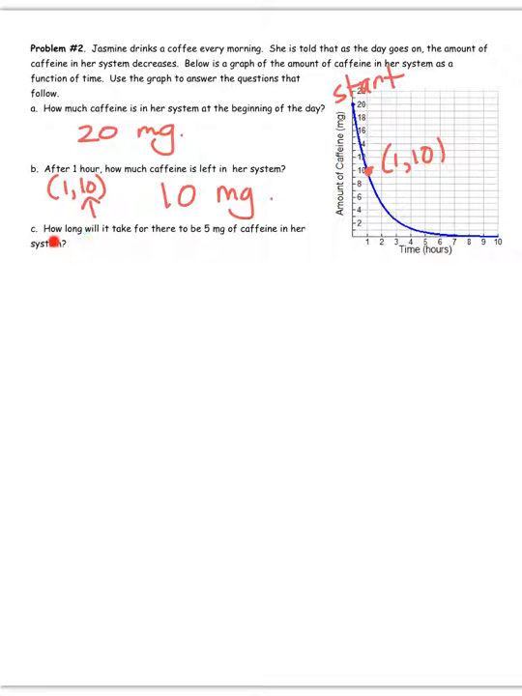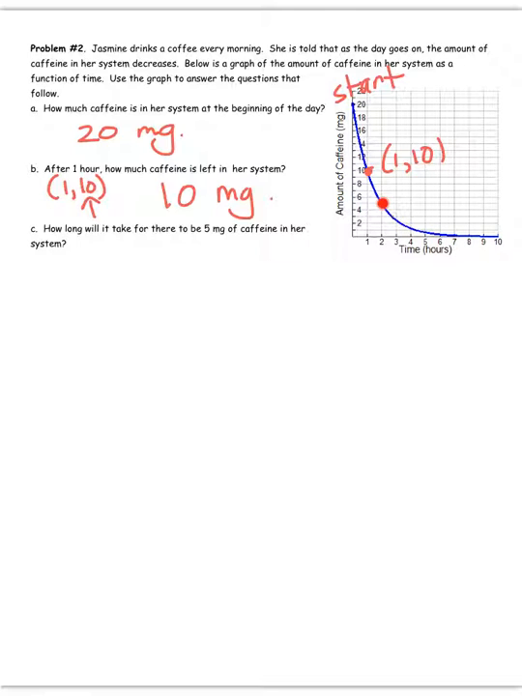Remember those hints from last equation. How long means my answer should be in hours, time. How long will it take for there to be 5 milligrams of caffeine in her system? So this time I'm given this number 5 milligrams. So when I go to my graph, I don't look for 5 on my x-axis. I look for 5 on my y-axis for milligrams. So I'm going to go up my y-axis, right in between 4 and 6, that gets me here.